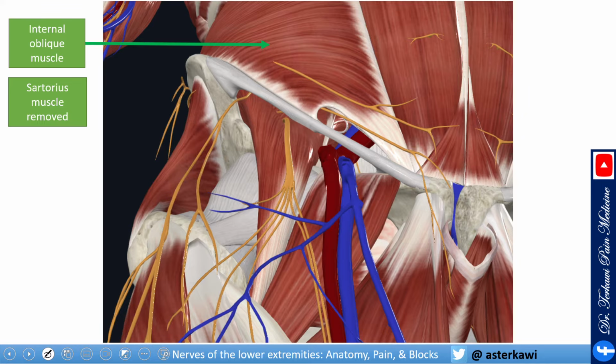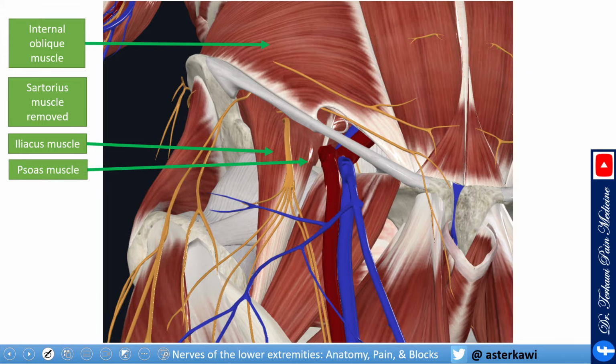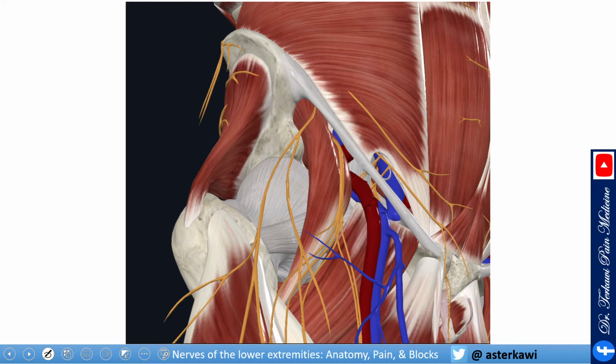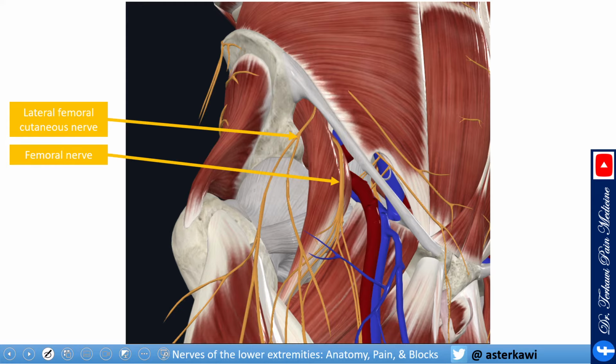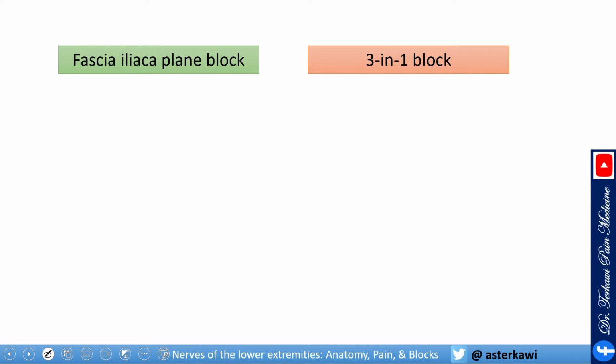So here there is no sartorius. I removed the sartorius. Underneath that, you have the iliacus muscle. So you see the femoral nerve going above the iliacus muscle here. And then the psoas muscle is that small medial part. Here it's a different angle. Again, this is the lateral femoral cutaneous nerve. Again, there is no sartorius in this picture, and the femoral nerve.